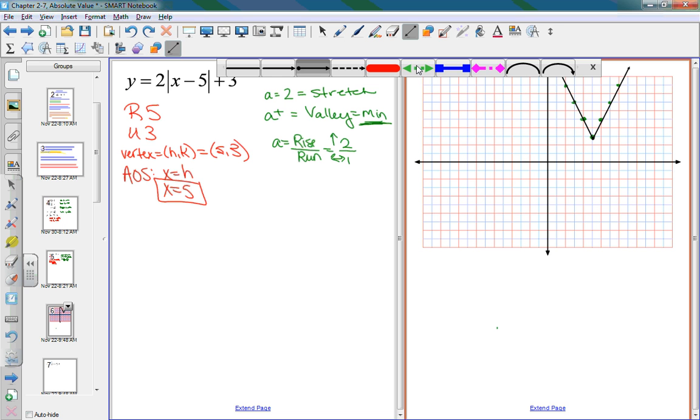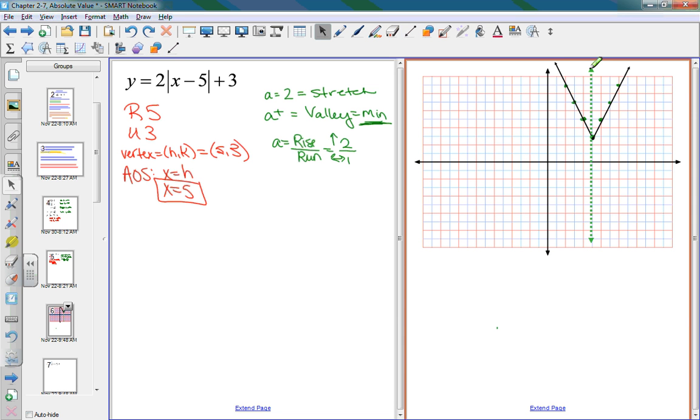Okay? Now, that gives me my V, but how do I graph my axis of symmetry? Well, my axis of symmetry is that invisible vertical line that if I fold it directly in half, the two sides will lie on top of each other, correct? So I'm going to draw that right through my vertex. Do we see that, yes or no? We good? Let's do it again, shall we?